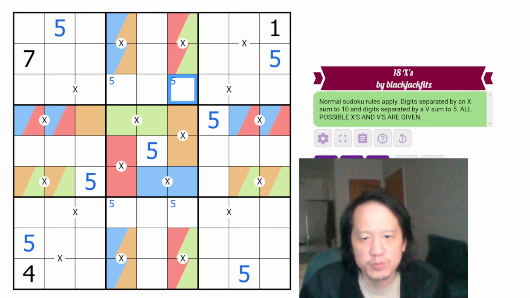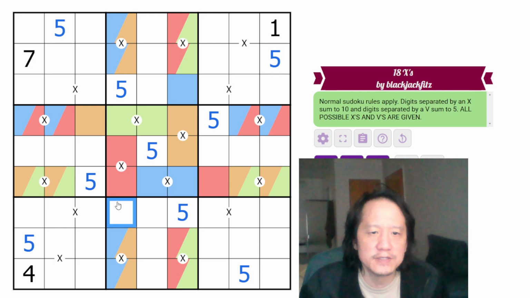So therefore, this must be the blue, which means this cannot be 5. This has to be 5. This has to be 5. And this can't be 5. So this is the last orange. This is the last blue. This is the last red. Aha. And this is the last green.